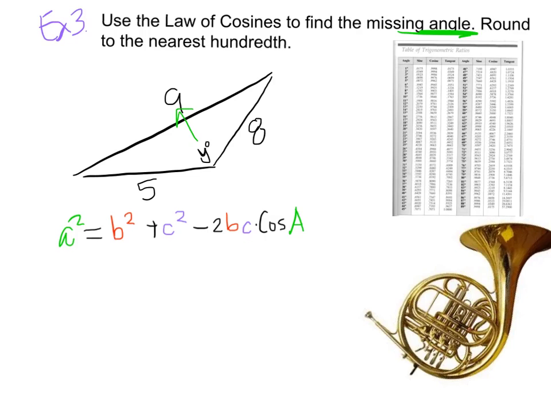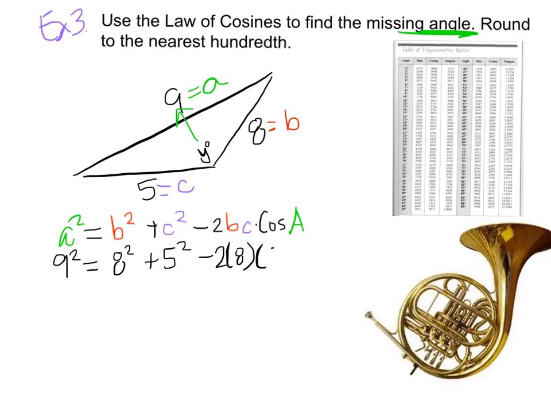The side across from it is 9. That means that's our A. Our B can be either the 8 or the 5. I just decided that. And I'm going to choose for my C to be 5. Now when you plug in your values, the strategy is going to become a little clearer. A squared is 9 squared. My B value is 8. My C value is 5. And this time my unknown is the angle A.